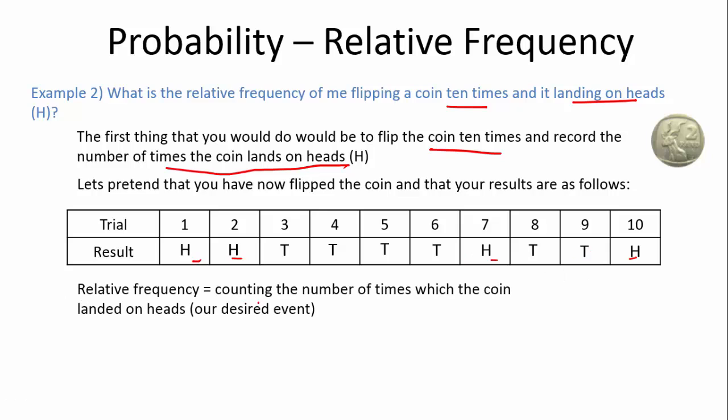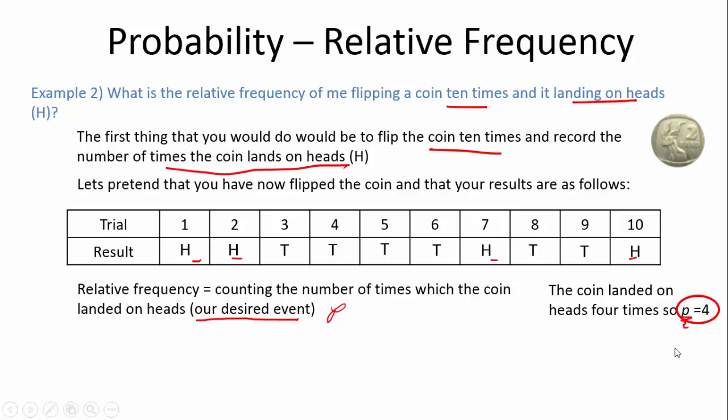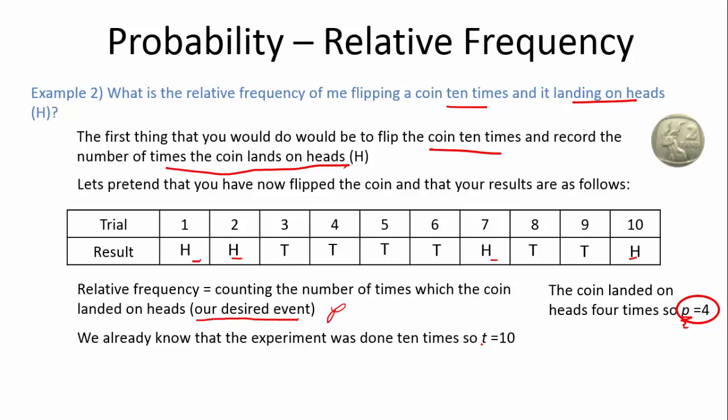So the relative frequency is counting the number of times which the coin landed on the heads. Right, this is our desired outcome. What was this symbol? Remember, that was P. So the coin landed on heads 4 times, so P, our desirable outcome, is equal to 4. We're going to circle that. We already know that the experiment was done 10 times, so T, the times of the trials we took, was 10. We took it 10 times, as you can see. So we're going to take that. Let's put this into our equation.